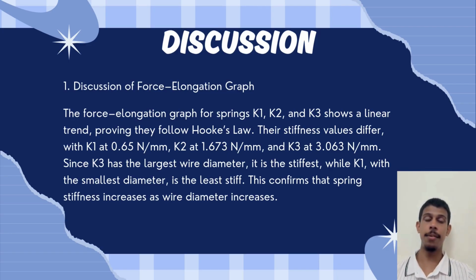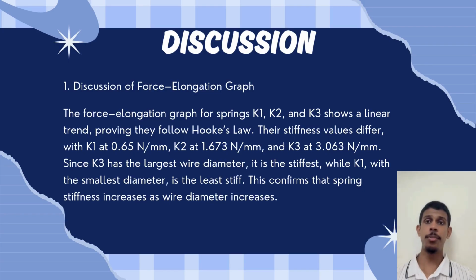exhibit linear behavior, confirming that elongation is directly proportional to the applied force and that each spring follows Hooke's law. The slopes of the graph, which represent the spring stiffness, vary between the springs, with K1 having a stiffness of 0.65 Newton per millimeter, K2 at 1.673 Newton per millimeter, and K3 at 3.063 Newton per millimeter.